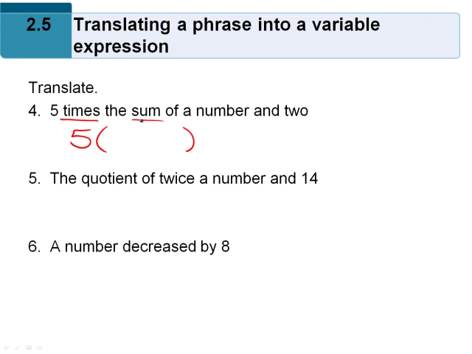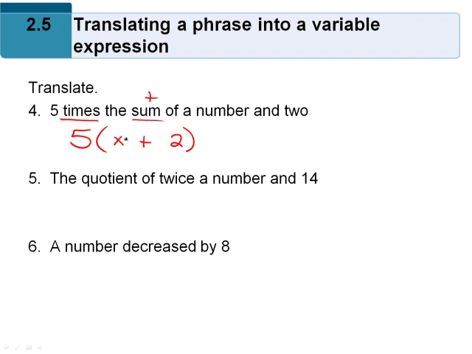So inside the parentheses, we need to write the sum of a number and 2. Remember, sum is addition. So we're going to have the addition of a number, which could be x, and 2. So that's your expression, 5 parentheses x plus 2. And if you don't have the parentheses there, it's wrong. So you have to be very careful about that. Okay? Now, here's your gold star question for the day. What property would you use if you were asked to simplify that expression?